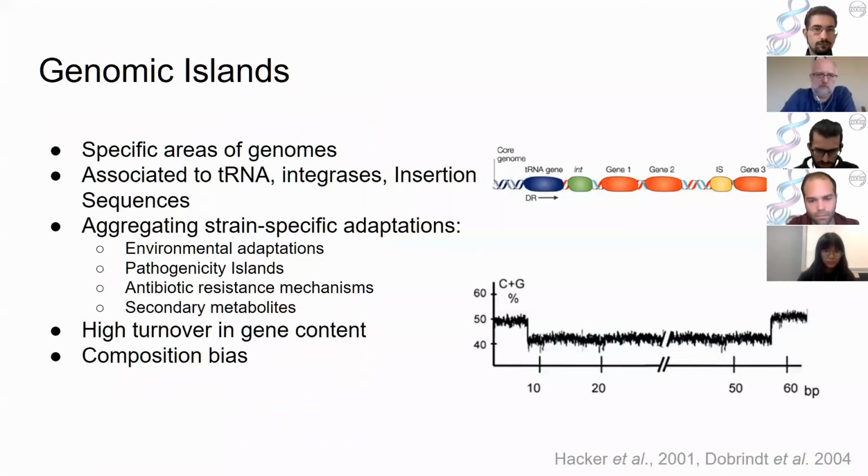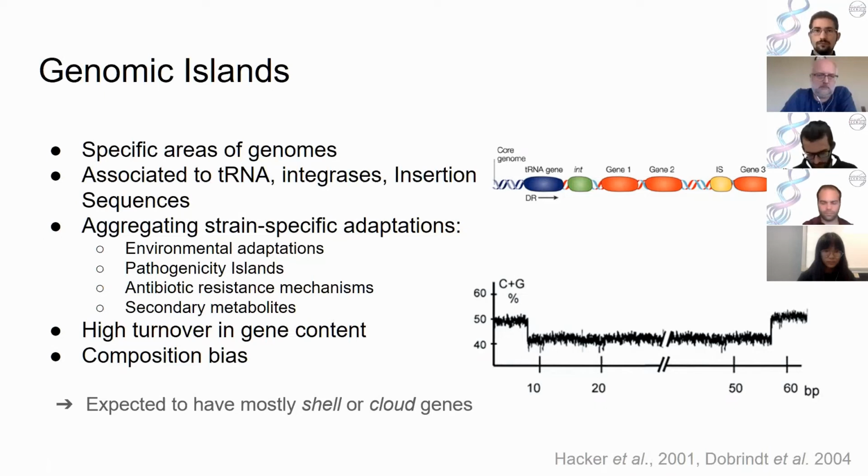Genomic islands are specific areas of microbial genomes. They're often associated to tRNA genes, integrase, or insertion sequences, and they aggregate strain-specific adaptations, such as environmental adaptation, pathogenicity islands, antibiotic resistance mechanisms, or secondary metabolites. They display a very high turnover in terms of gene content, and they often show composition bias. Because of this, in the scope of pangenomics, they are expected to have mostly shell or cloud genes.